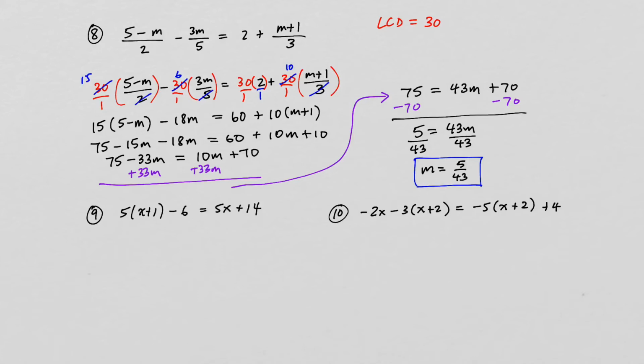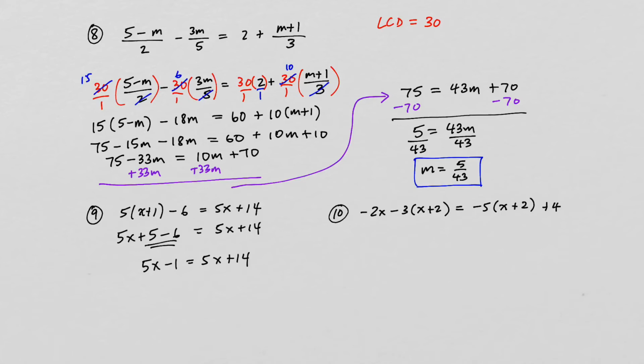Now our last two examples are special examples. Now when you look at them, I hope you notice that you can't tell if they're special just by looking at them. It's when you start doing the problem that you'll notice that something different happens. So in number 9, I'm going to multiply out the parentheses, which gives us 5x plus 5 minus 6 equals 5x plus 14. Combine like terms here, and that gives us 5x minus 1 equals 5x plus 14.